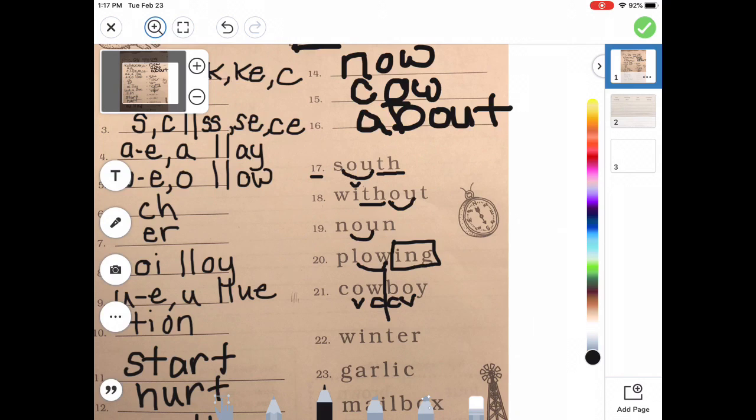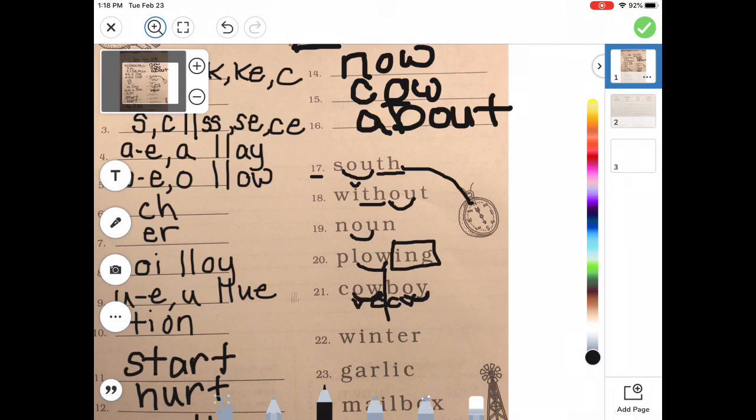And then what do you see that I need to code in the first part of the word? I've got to hook that OW together, that's right, ow, cow. And then how about the end? I've got to hook the O and the Y together, so boy, cowboy. So I have south, without, noun, plowing, and cowboy. Which one do you think I'm supposed to match to the picture? That's right, south, because if you look, it's pointing in the direction of south.